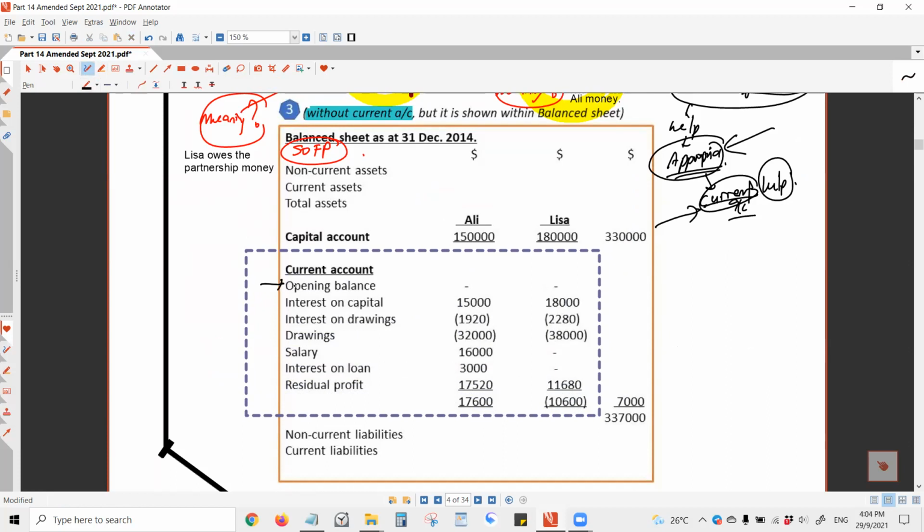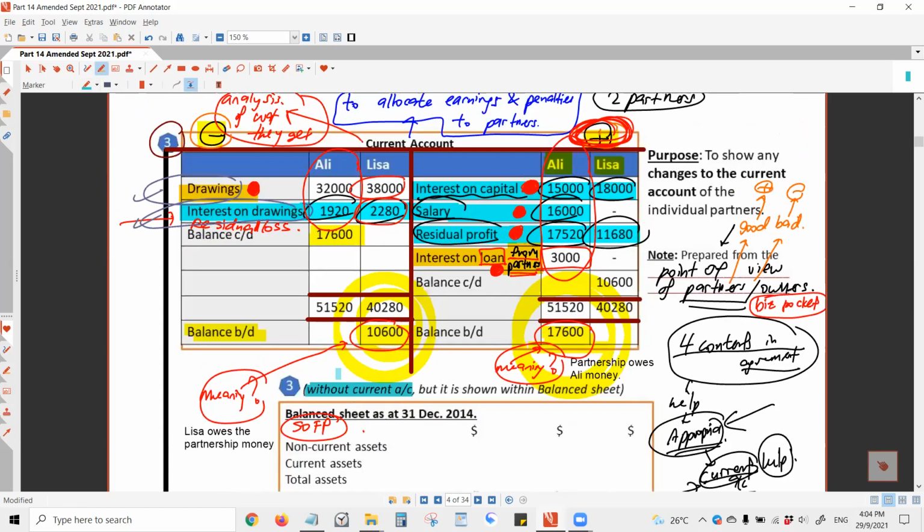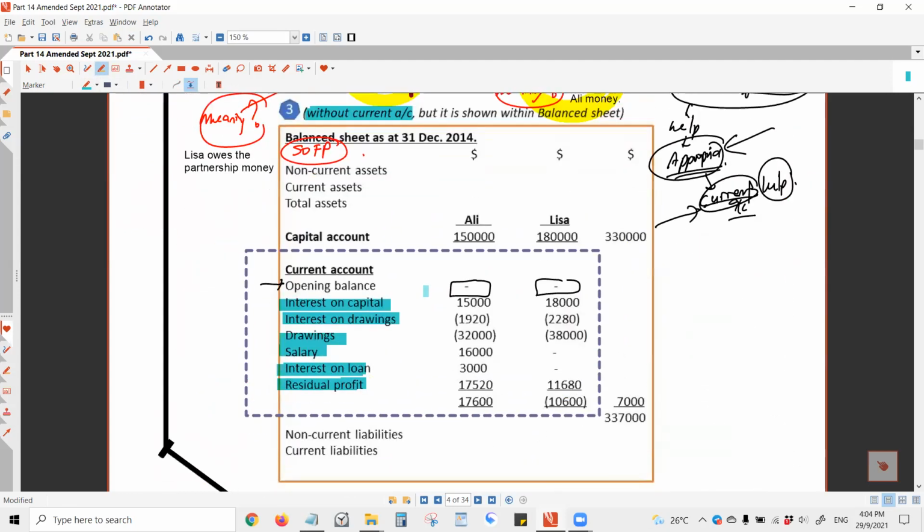Sometimes you have an opening balance, sometimes you don't. For my example, there's no opening balance. If there is an opening balance, you copy from the question for the current account. You see all the things that appear here, interest on capital, interest on drawing, all these things that I've highlighted. Are they the same as those you see in the current account in the T-shaped form? Yes, they are the same. All the info in the T-shape is the same as what I show you here, but it's shown within the SOFP this time instead. So all these amounts are the same.